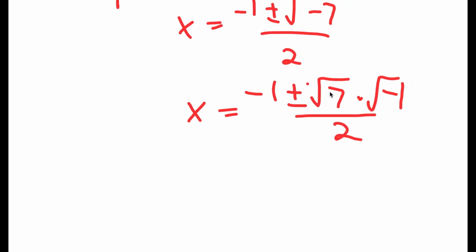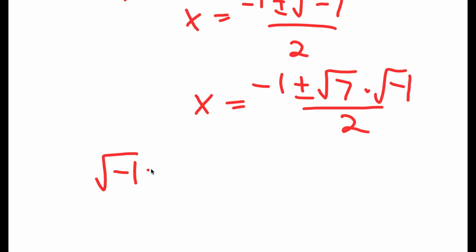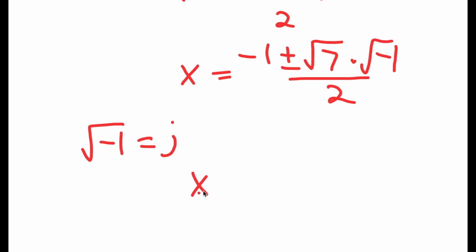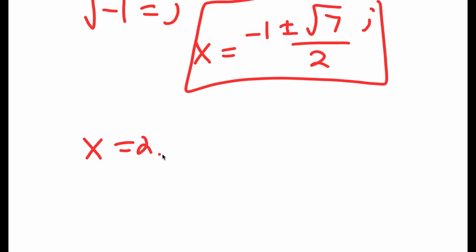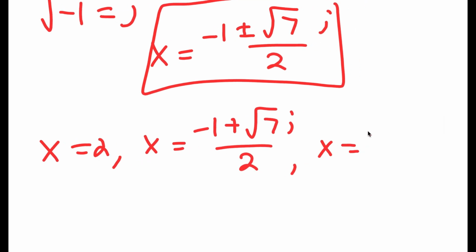And if you didn't already know, the square root of -1 is actually equal to the imaginary number i. So I can go ahead and replace the square root of -1 with i. So now I get x is equal to -1 plus or minus the square root of 7i over 2. So my solutions are x equals 2, x equals -1 plus the square root of 7i over 2, and x is equal to -1 minus the square root of 7i over 2.